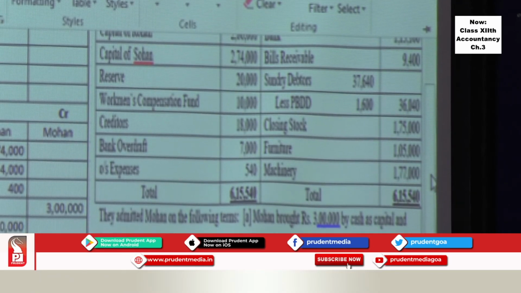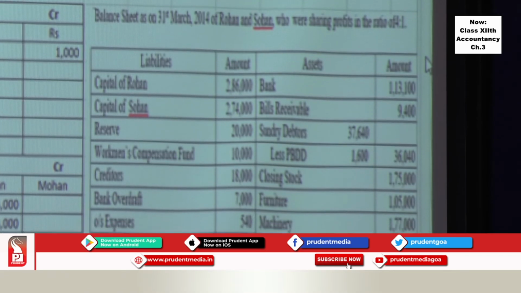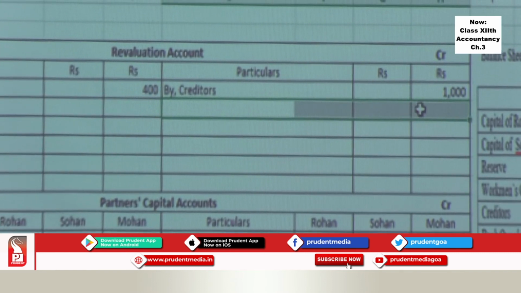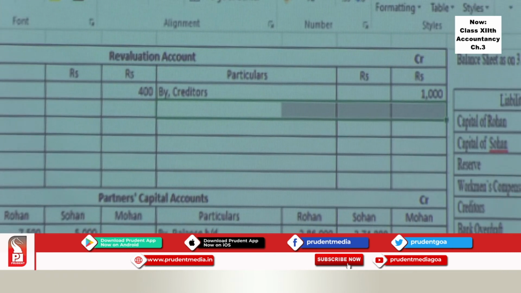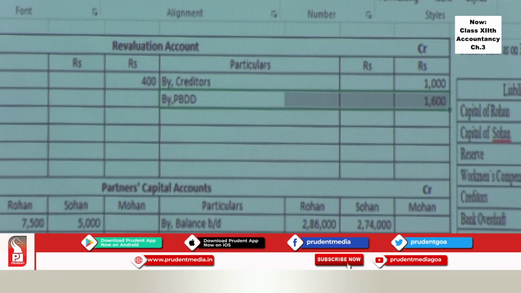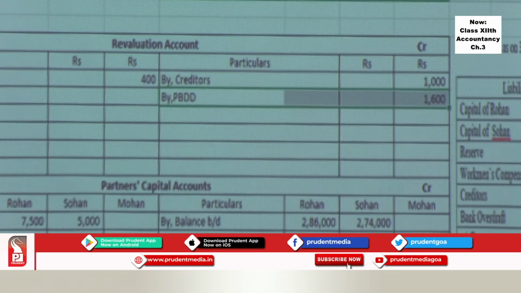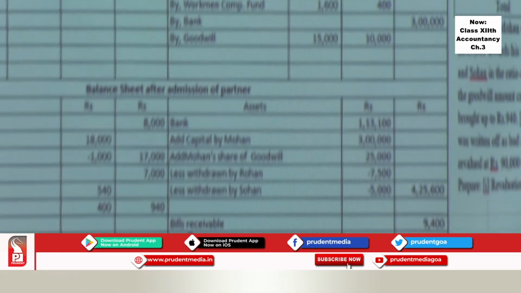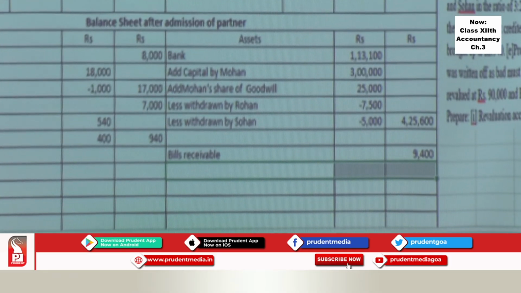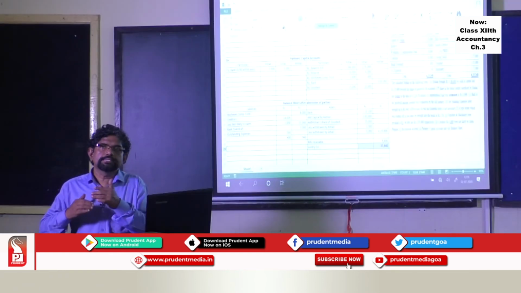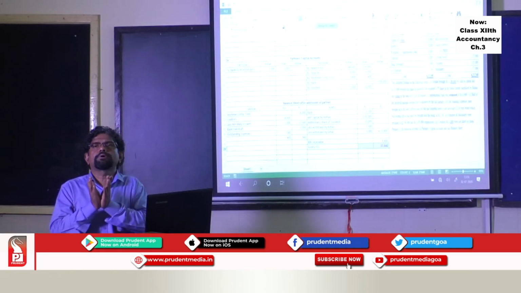How will it be accounted in the revaluation account? An increase in the asset is going to be a gain. So it should come on the credit side of the revaluation account. On the credit side of the revaluation account, we will show that there is no need of keeping provision for bad and doubtful debts. So we will credit the revaluation account. There is a gain of 1,600. So when we do not keep this 1,600 as provision for bad and doubtful debts, our sundry debtors will be at full value. What is the full value? 37,640 rupees.